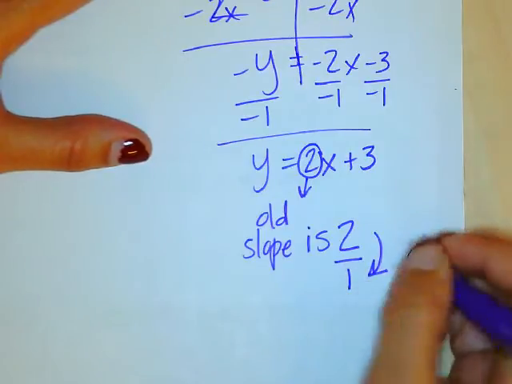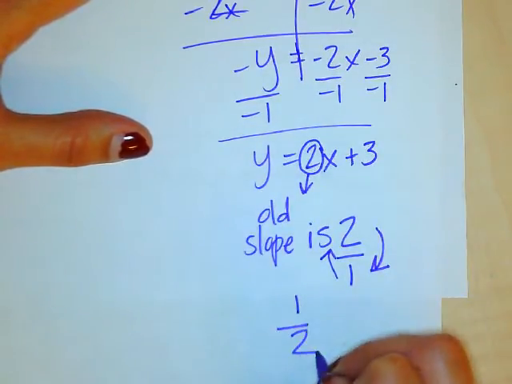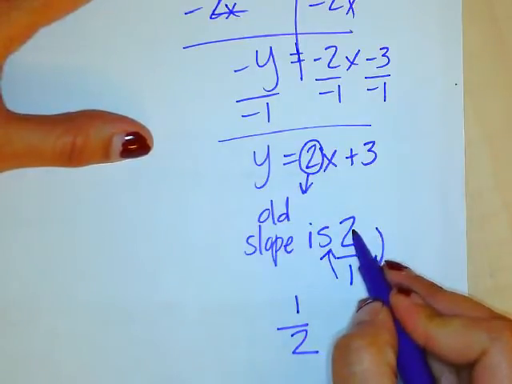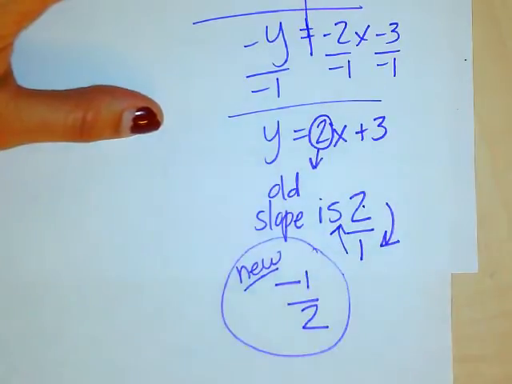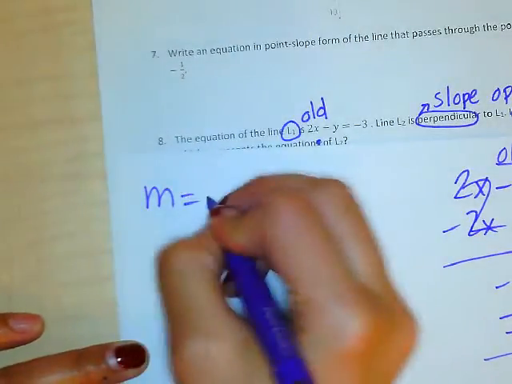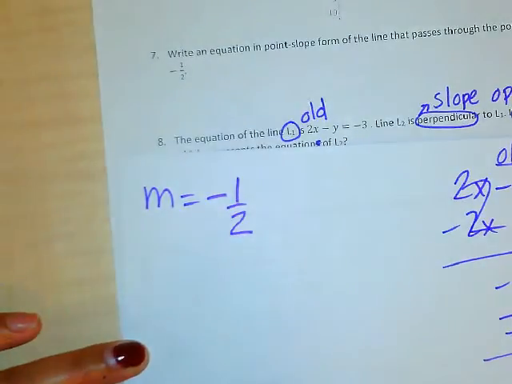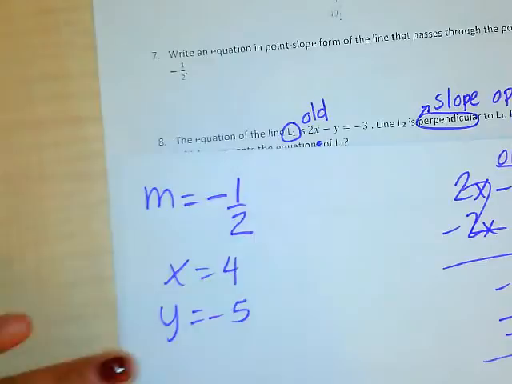So now I have to do the opposite reciprocal to it so that I have my new slope. Okay, reciprocal means I'm going to flip it. So that means I'm going to have 1 over 2, and since this one is positive, the opposite would be negative. So this is my new slope, negative 1/2. So I'm going to go over here to the side now, and I'm going to write that my slope is going to be negative 1/2 for line 2. My x will be 4, and my y is going to be negative 5.